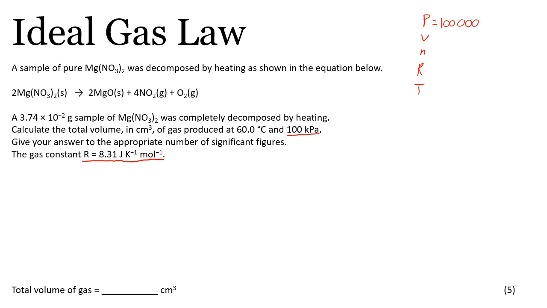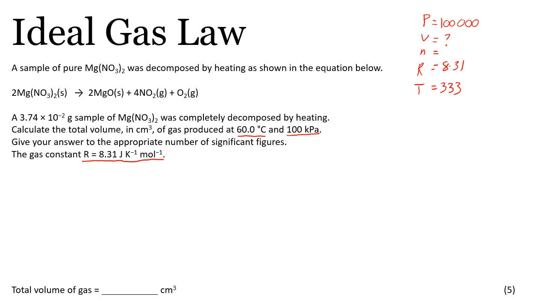They've given us a volume? Nope, that's what we're trying to work out. Number of moles, they haven't given us either. R is 8.31 and the temperature is 60 degrees C. We want that in Kelvin, so add 273 and you end up with 333 Kelvin. We've got 1 mark just for the conversions there.